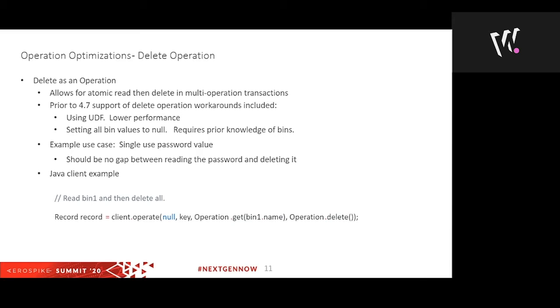So we have basically a Java client example here just to show how easy this is. So you can just see that as you could call in the Java API, your client operate as usual, and then when you pass your operation list, you could pass an operation.delete in order to take advantage of this feature.